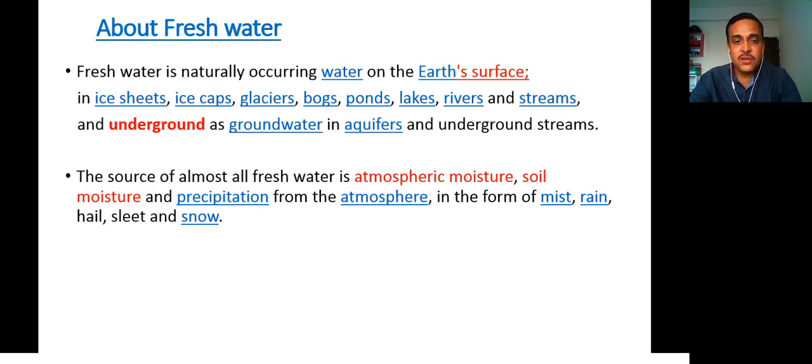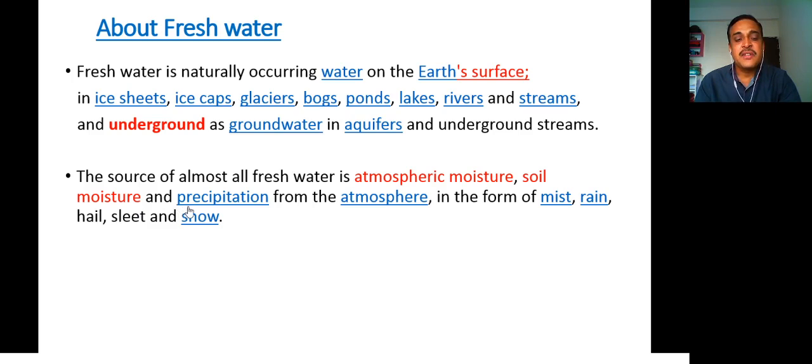Whereas the source of almost all types of fresh water is atmospheric moisture. Atmospheric moisture means the amount of water vapor present in our atmosphere. Then soil moisture is the amount of water which is absorbed by the soil during the process of infiltration or percolation.